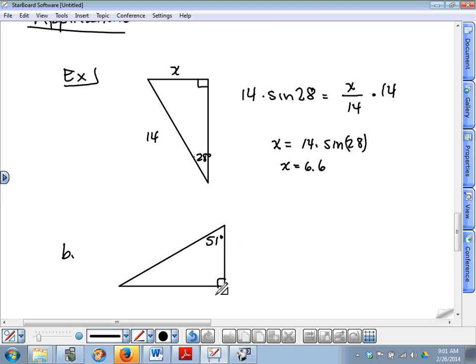That's 51 degrees. The opposite length is 12. I'm asking you to find that one right there.